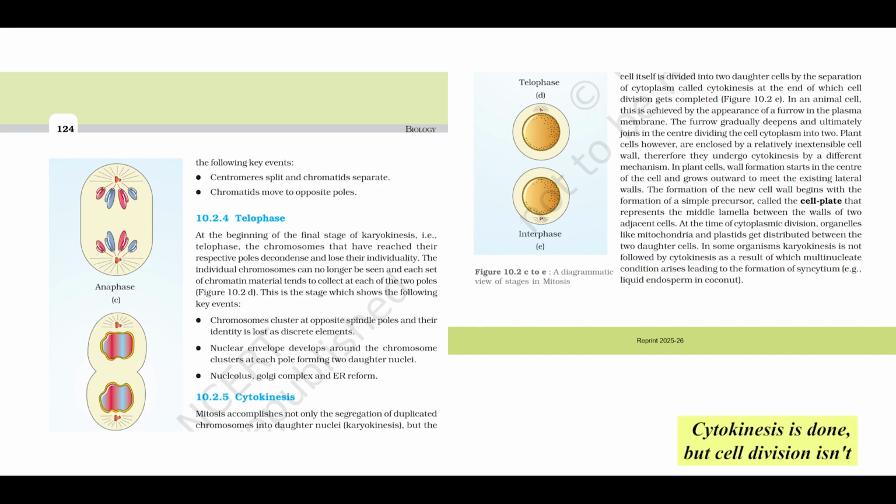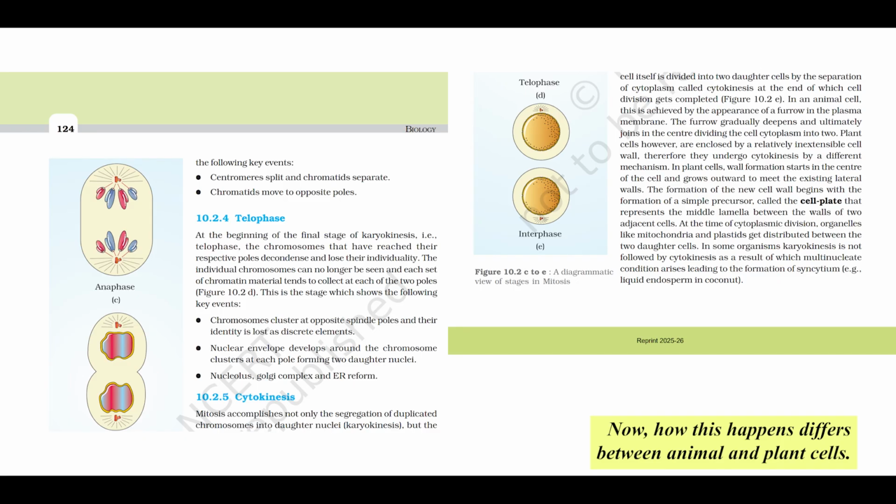Exactly. Karyokinesis is done, but cell division isn't finished until the cytoplasm divides too. That process is cytokinesis. Right, cytokinesis is the final step, ensuring the cell division is fully completed by separating the cytoplasm. Mitosis segregates the chromosomes, karyokinesis, but cytokinesis divides the cell itself into two daughter cells.